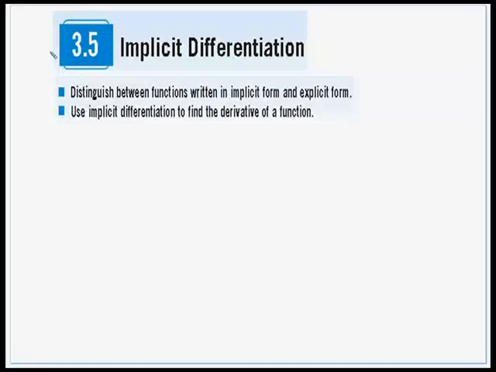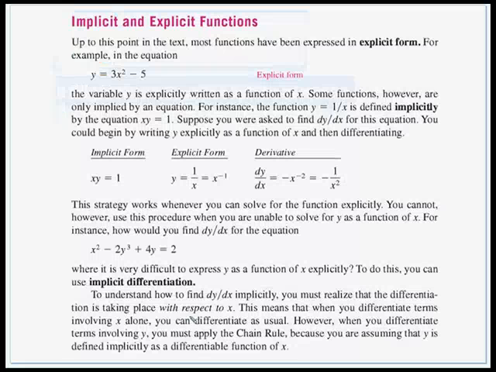In this video we're going to cover section 3.5, Implicit Differentiation. In this section there's a couple bullet points we're going to hit here. We're going to distinguish between functions that are written in implicit and explicit form, and we're going to use this implicit differentiation to find the derivative of a function.